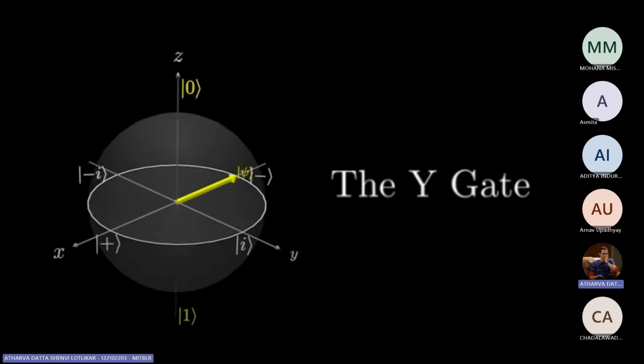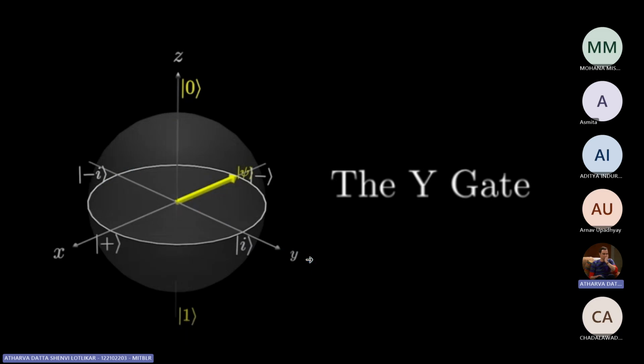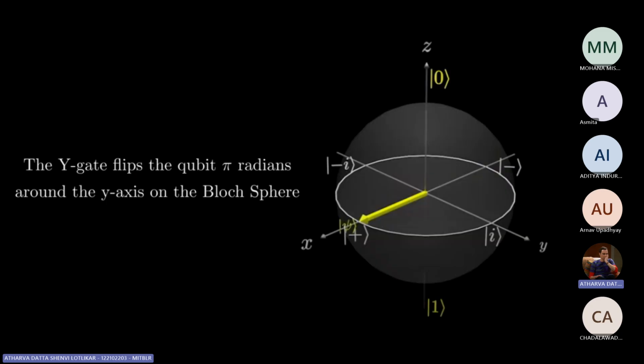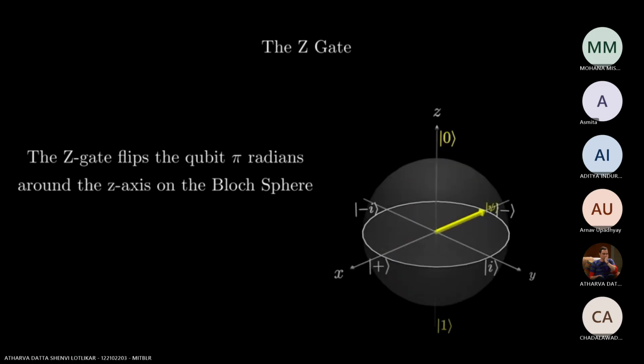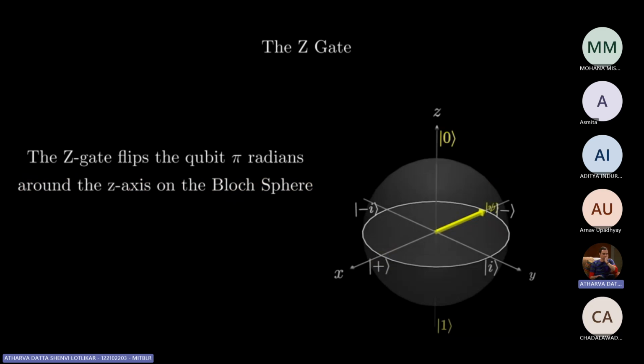Coming back to the Y gate, as you might have guessed, it just flips over the Y axis. Again, in this case, your ZY plane becomes the mirror and the Y axis becomes the mirror line. So if you have a vector like this and you apply the Y gate operation over it, it just flips on the other side. So it flips pi radians on the Y axis. That's your basic concept of a Y gate. Z gate, again, just flips over the Z axis. So that's all three basic gates together.